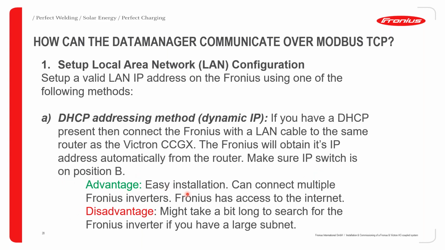The advantage of going with this approach is that it's an easy installation. You can connect multiple Fronius inverters, and Fronius has access to the internet. The disadvantage is that this might take a bit long to search for the Fronius inverter if you have a large subnet. So let's say you're doing an installation for a commercial customer where they have a lot of devices on their DHCP server. When the Victron is searching for the Fronius, it can take a few minutes because the Victron has to go through all the different devices in the subnet until it finds the Fronius.